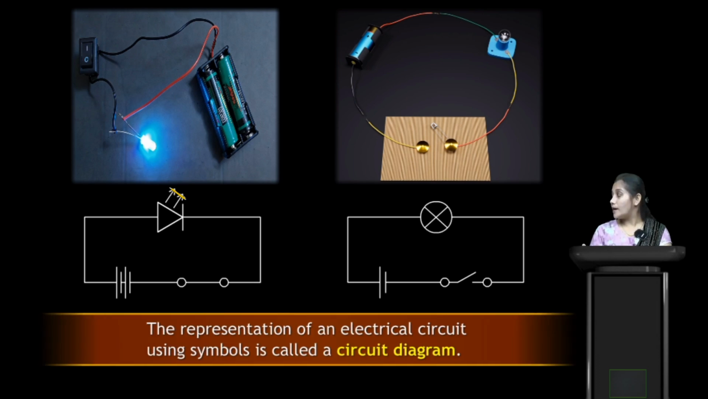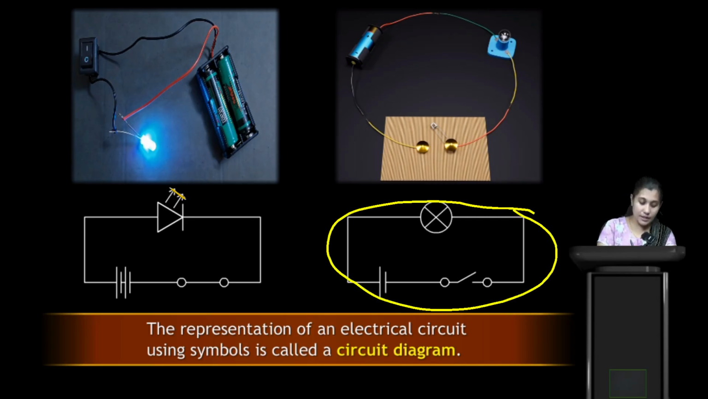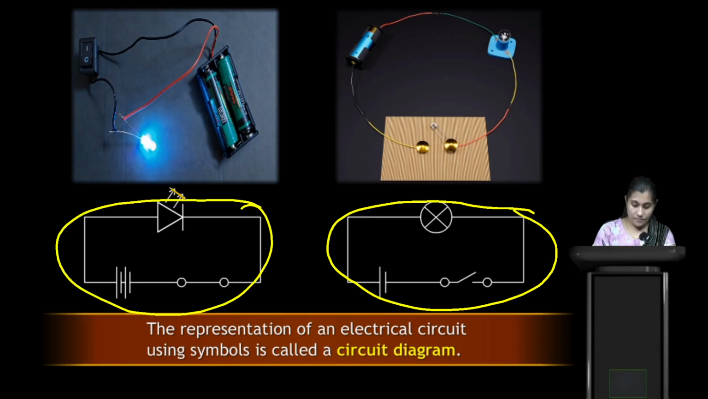The representation of an electrical circuit using symbols is called a circuit diagram. Means by using symbols, if we represent an electric circuit, then we denote it as a circuit diagram. Okay, so these two are what? These two are the circuit diagram.